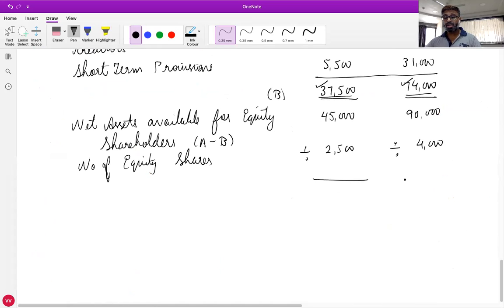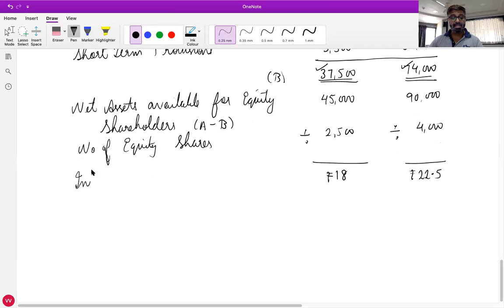What is 45,000 divided by 2,500? It is 18 rupees. Do you all get 18 rupees? And 90,000 divided by 4,000 is 22.5. This is the intrinsic value of shares.